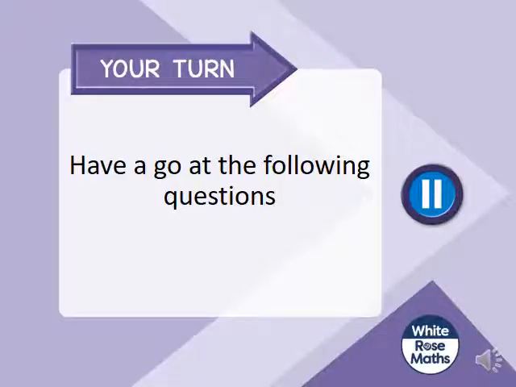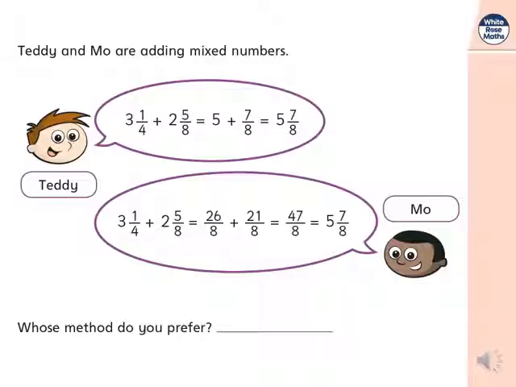So now we've looked at that method, you've got some questions for you to try. To begin with, we've got Teddy and Mo are adding mixed numbers. And again, look at their 2 methods. Whose method do you prefer? What did they do? Which way did they do it? And then just have a think for this question. Which one do you prefer, and can you think why? There's nothing to write down on this one. Just have a think which method you like.